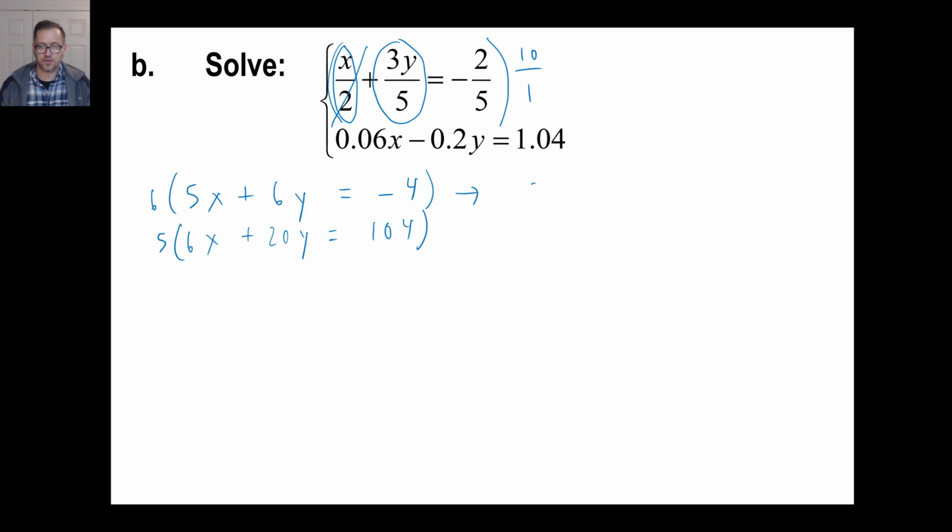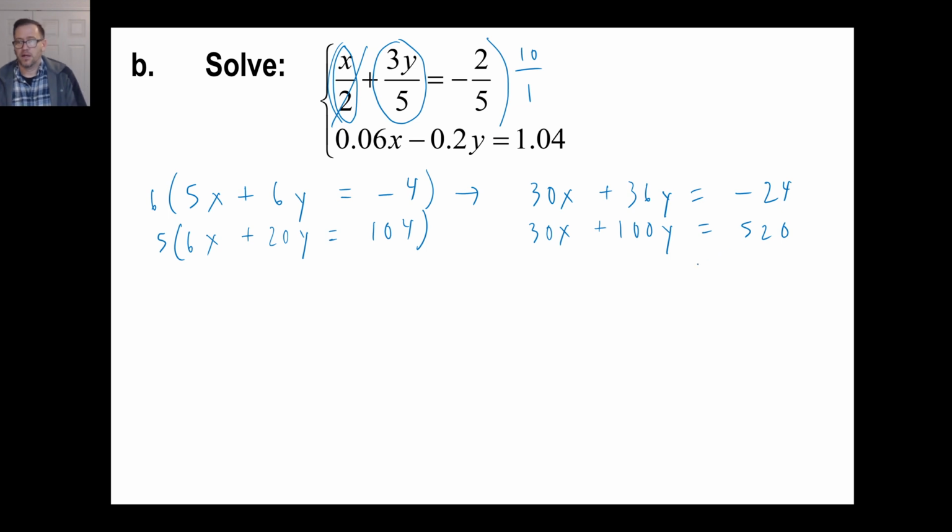6 times 5x, 30x. 6 times 6y, 36y. 6 times negative 4, negative 24. All right. 5 times 6x, 30x. 5 times 20y, 100y. Good grief. Okay. 5 times 104 is 520. Good gravy. Okay. Okie doke. Well, let's subtract. We got to subtract those 2. That goes away. 36 minus 100. Holy Moses.